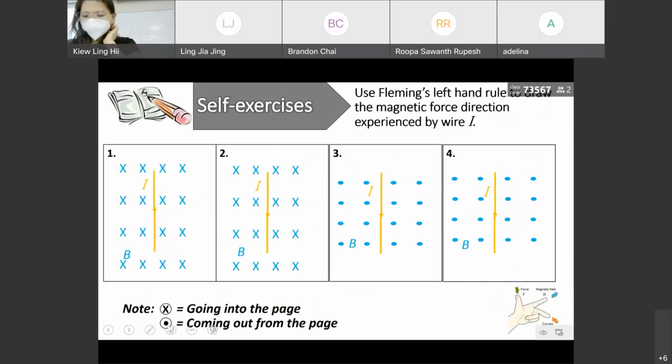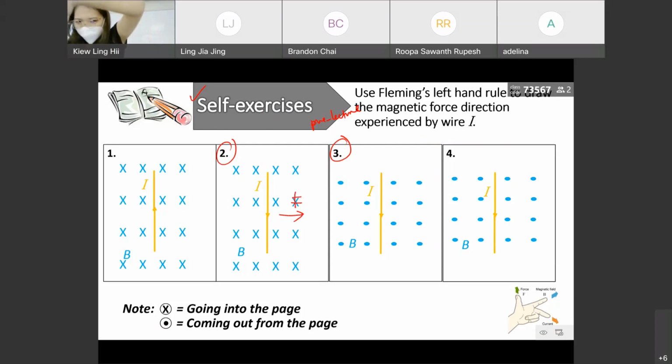Now, the self-exercises, you can also double check your answer on the pre-lecture video. So now I will only go through 2 and 3 with you. Again, let's try with your Fleming's left-hand rule. Current downwards, so the middle finger goes down, then fix here. Turn your hand so that your B meets the diagram, which is going into the screen. So where does your thumb show now? To the right. Now, how about question 3?